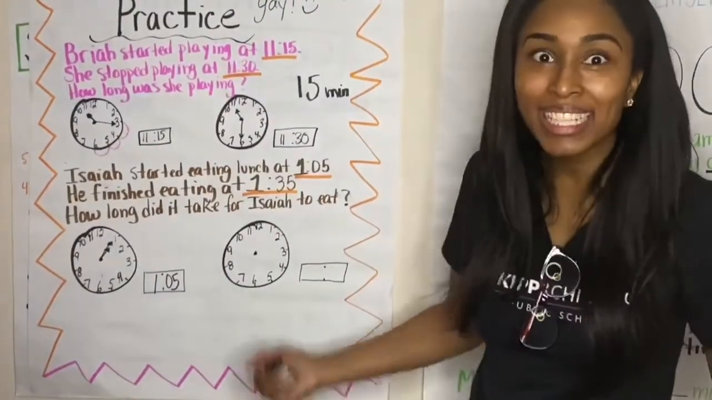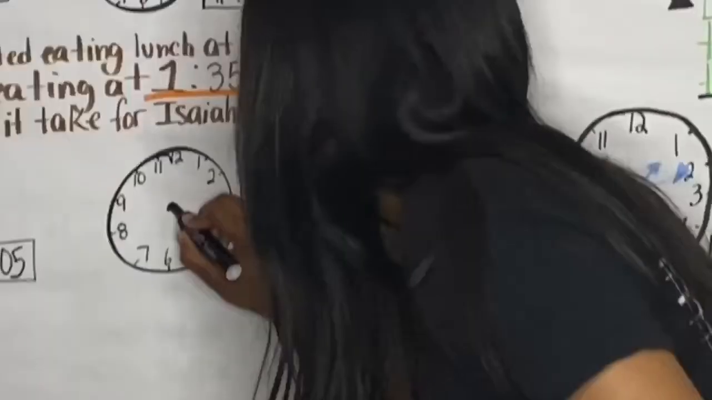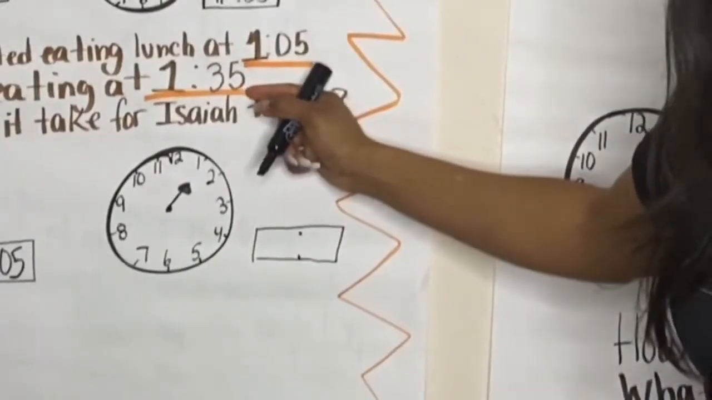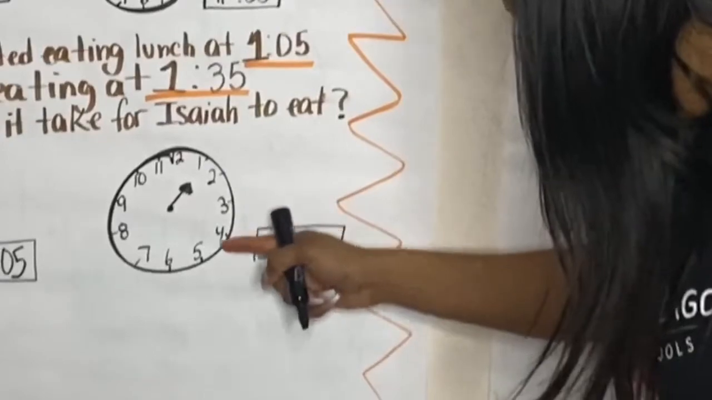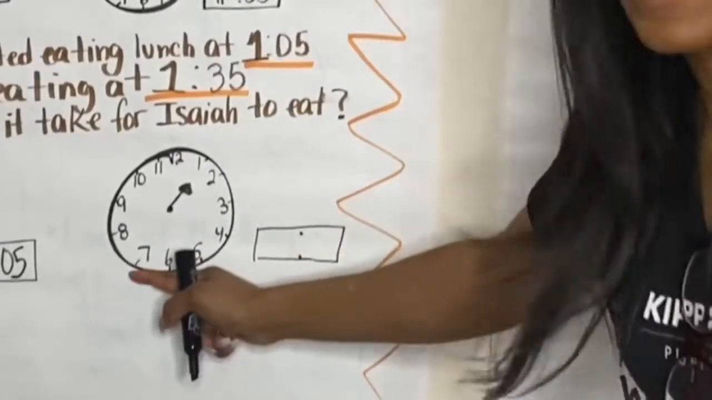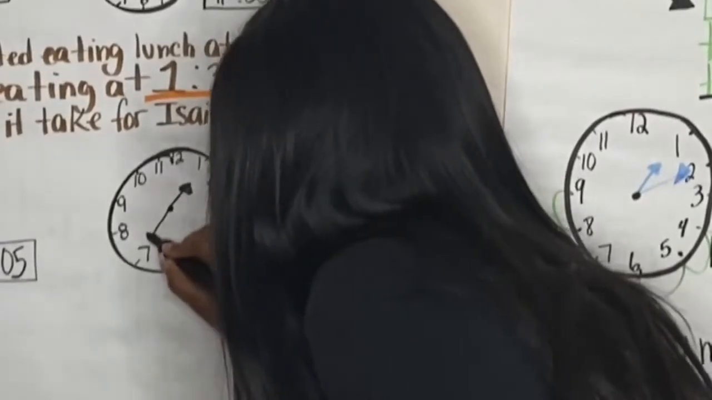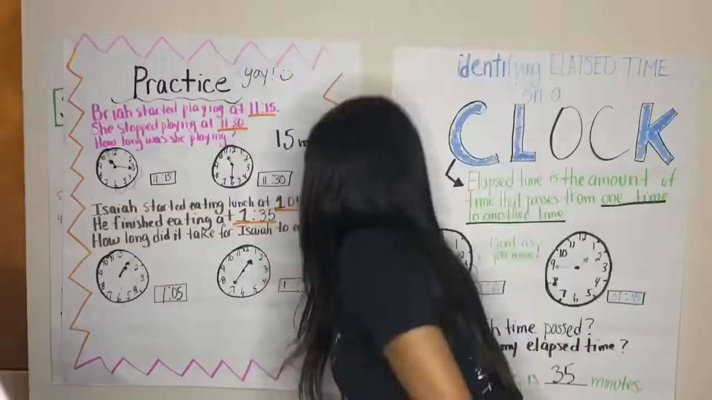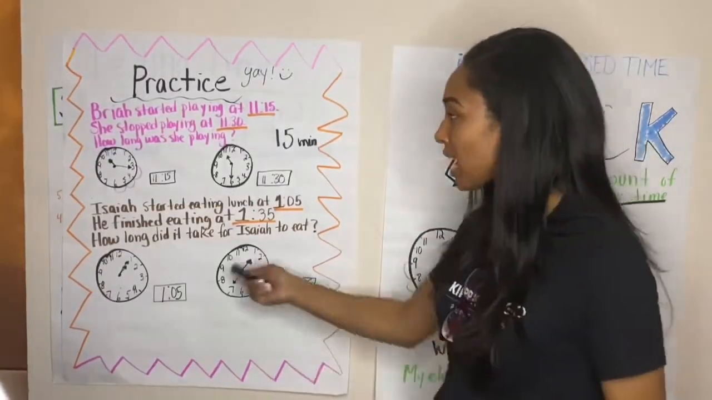That's my end time. All right, shorthand is the hour, 1. He finished at 35. Let me count. 5, 10, 15, 20, 25, 30, 35. This is my minute. Longhand is my minute. 1:35. Now, who remembers? How do I figure out how much time has passed?